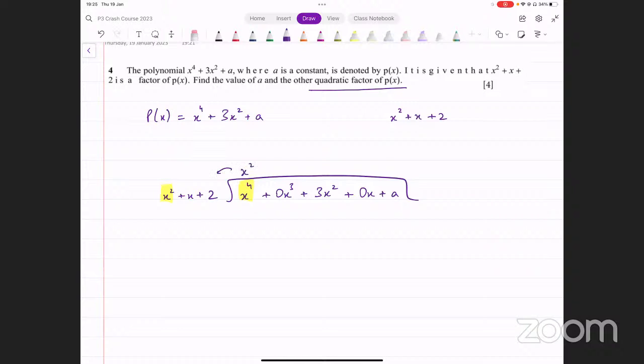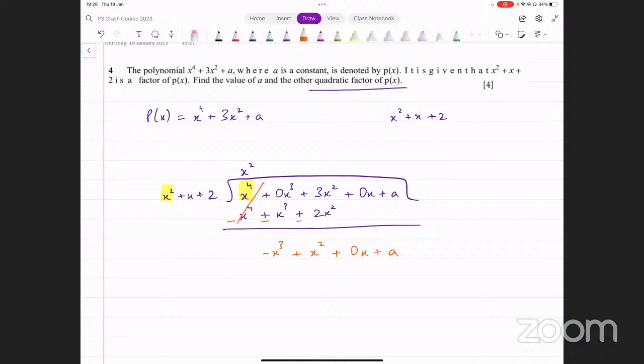And now you multiply x squared with this whole thing. What does that give you? That gives you x raised to the power 4 plus x cubed plus 2x squared. All right. Now you change the signs. This becomes minus, minus, minus. This gets cancelled. 0 minus x cubed, that is minus x cubed. 3x squared minus 2x squared, that is plus x squared. Then you have plus 0x plus a.